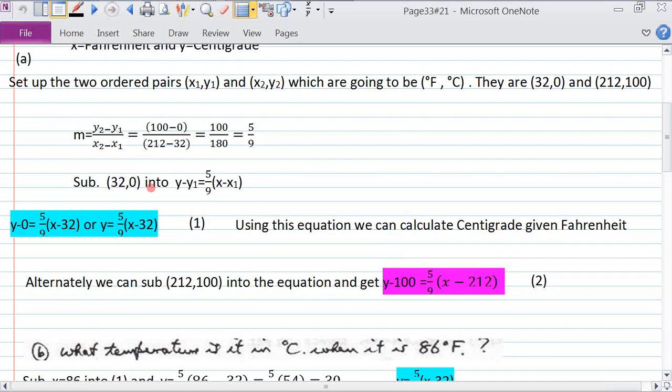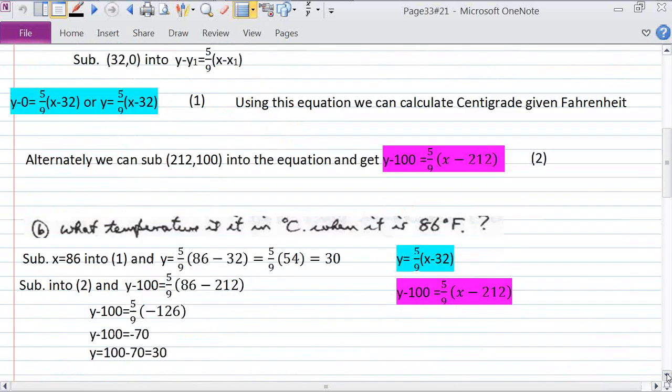Now, why choose the 32, 0? Well, you can choose the 212, 100 ordered pair, substitute it back into here, and you'll get y minus 100, because y1 is 100 right here, equals 5/9 times x minus x1. In this case, the x1 is the 212. So we get equation 2 here. So whether we use equation 1 or we use equation 2, these will give us the same value for y, no matter what value of x we put into the equation.